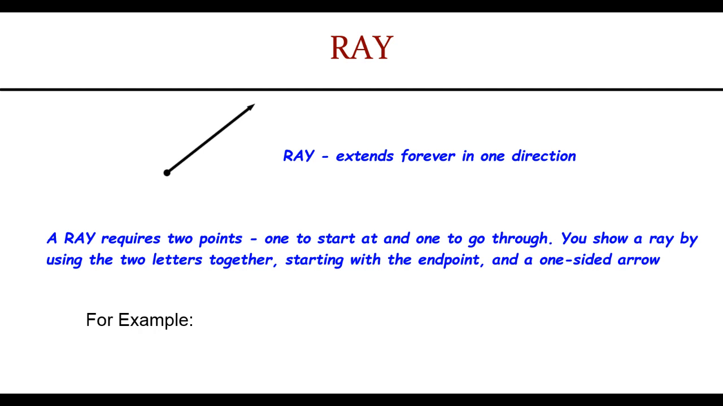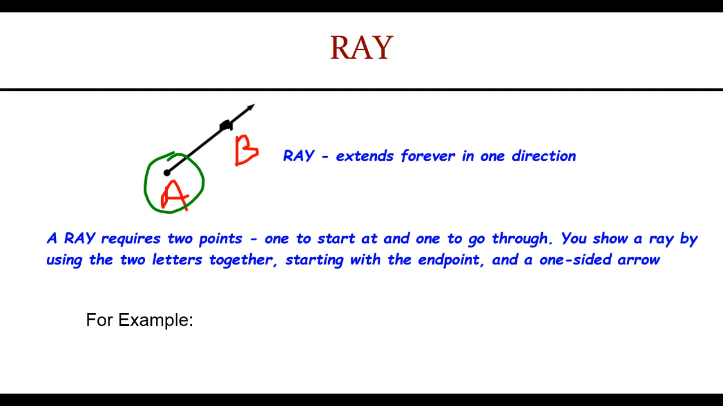The ray that we have up here, beside the definition, shows only 1 point, but let's draw a second point on it now so we can see it. There we go. Let's label these points A and B, for example. So we have a ray that has endpoint A and goes through point B.